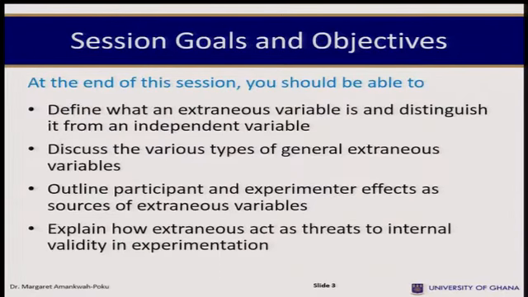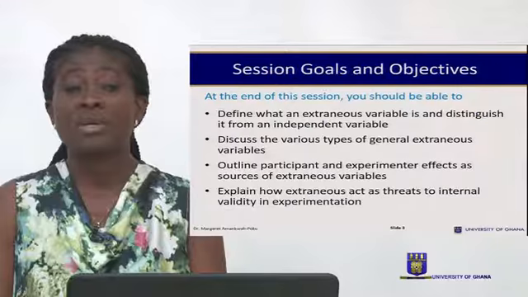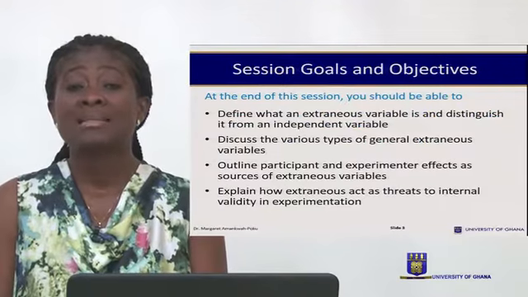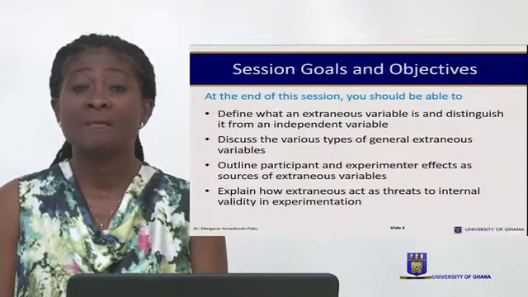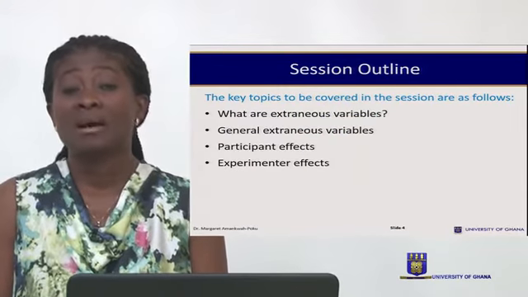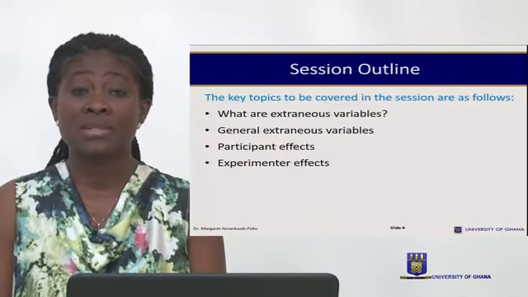You should be able to discuss the various types of general extraneous variables, as well as outline participant and experimental effects that can act as sources of extraneous variables. Finally, you should be able to explain how all these extraneous variables can act as threats to internal validity in experimentation. So basically, I'll cover 4 topics in this section.